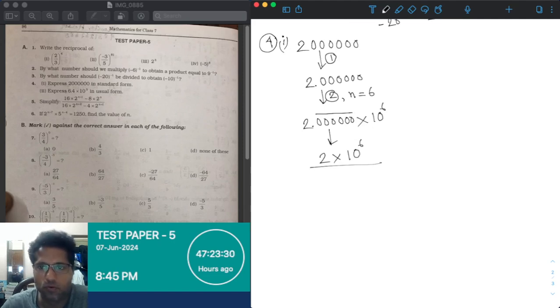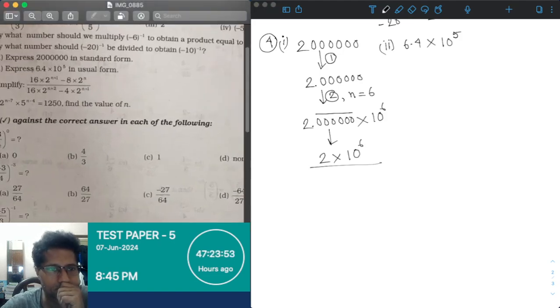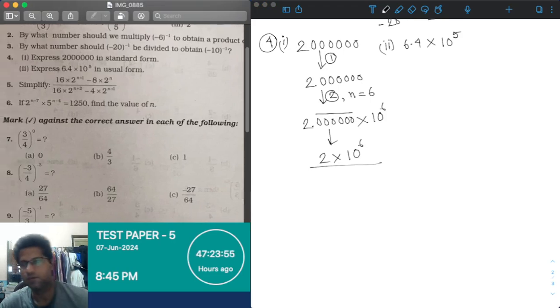Express part 2. Part 2 is a number in standard form is given. It is asking to express in usual form. So the number given in standard form is 6.4 multiplied by 10 to the power 5. So this is the number in standard form. How do we convert it into the usual form?